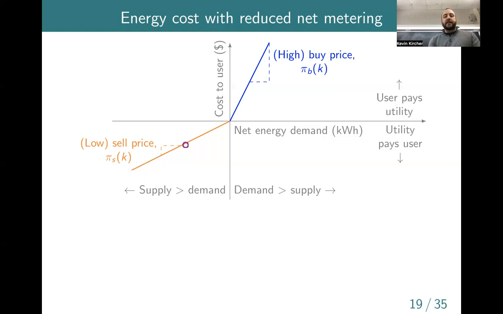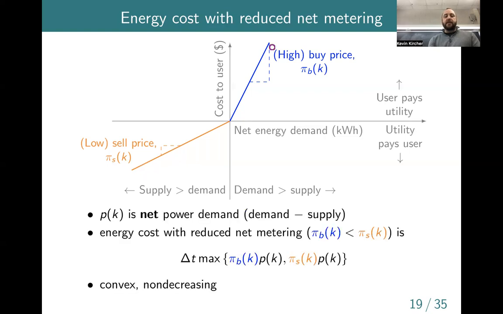Okay, so this is a convex and non-decreasing function, which is quite nice. That's what we were looking for, convexity of the overall DER optimization problem. So here P would be interpreted as the net power, that's the demand minus the supply, say, from a solar panel. And then the energy cost associated with this reduced net metering is not a linear function, but it has this convexity and monotonicity property that's quite nice.